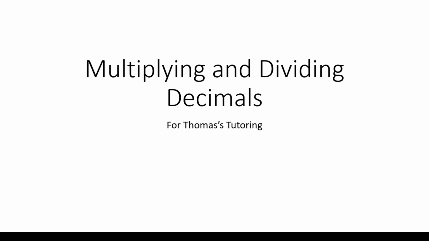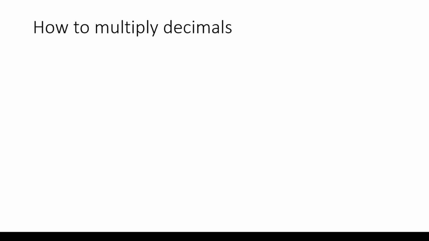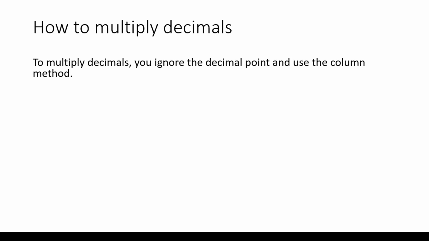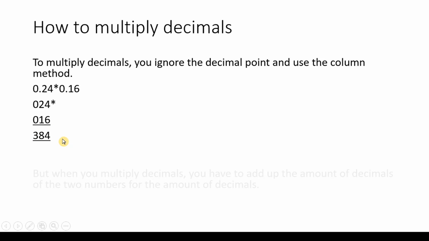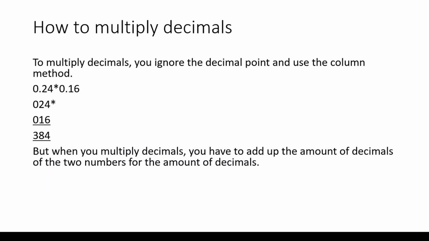And without any further ado, let's get cracking into how to multiply decimals. So to multiply decimals, you ignore the decimal point and use the column method. There are other names, but this is it in essentiality. So 24 times 16 is 384. But when you multiply decimals, you have to add up the amount of decimals of the two numbers for the amount of decimals in your answer.